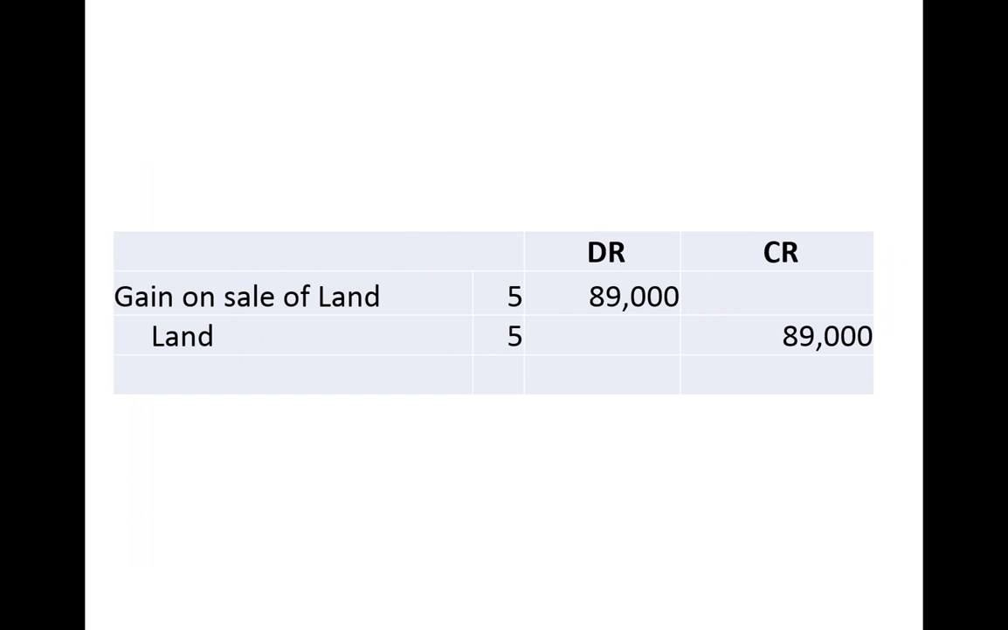So what we're going to do is debit gain on sale of land. That will eliminate the gain. We're going to credit land for $89,000, and the credit to land of $89,000 will bring the land to its correct value.